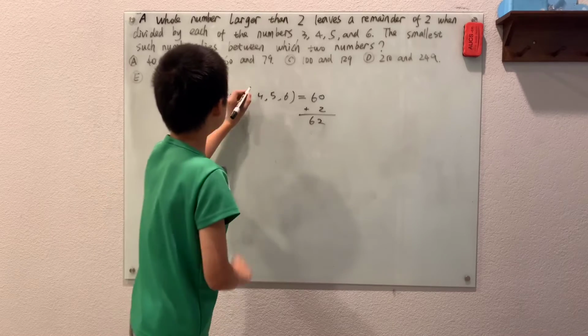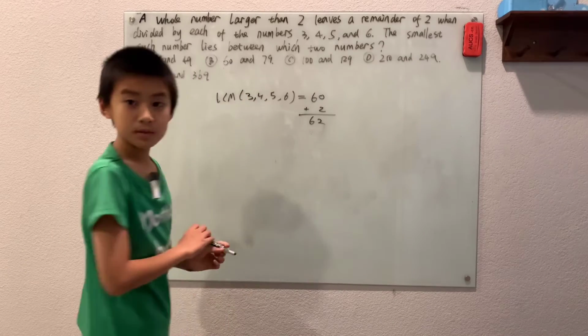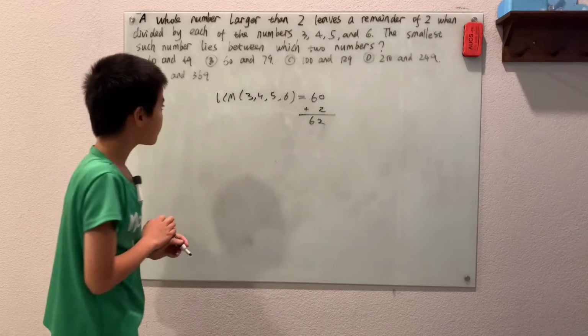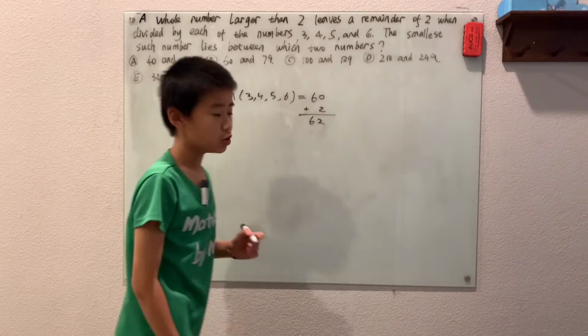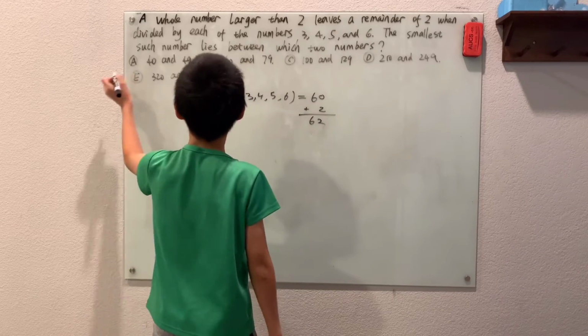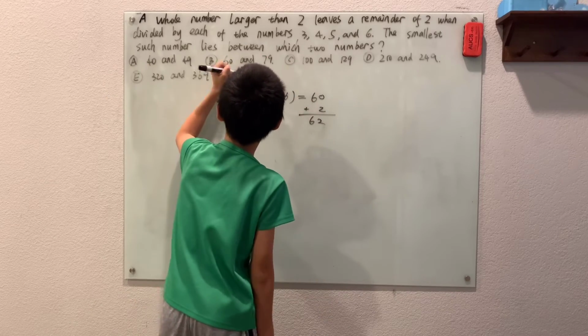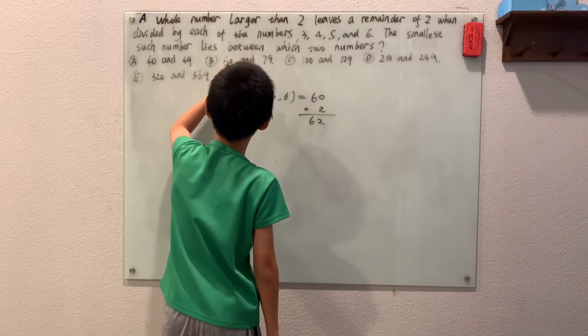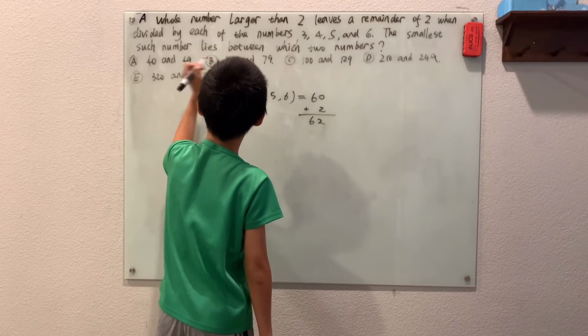So we just find the least common multiple of 3, 4, 5, and 6, which is 60, and just add 2, well then you get our answer, which is 62. And 62 obviously fits in category B.